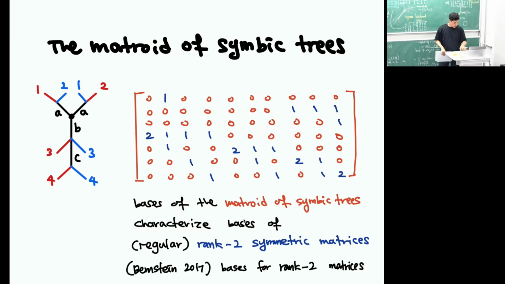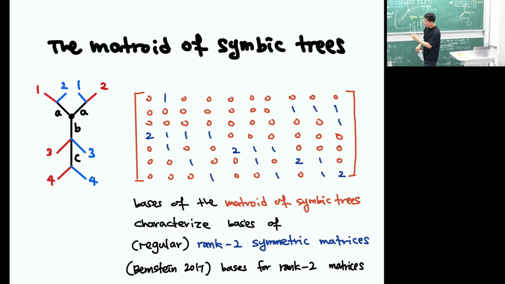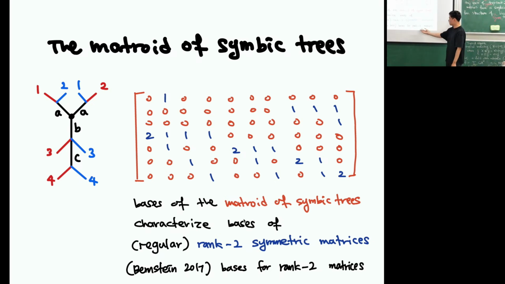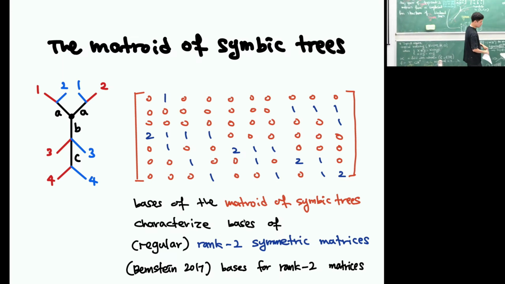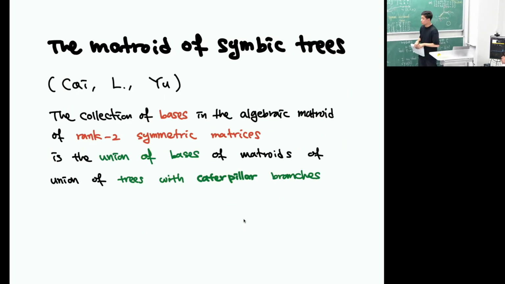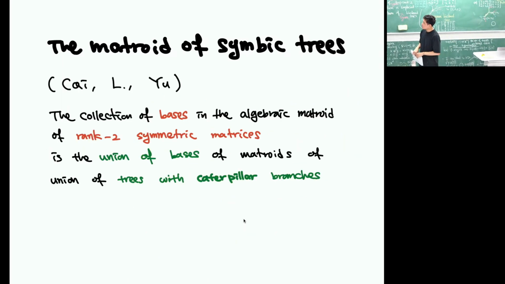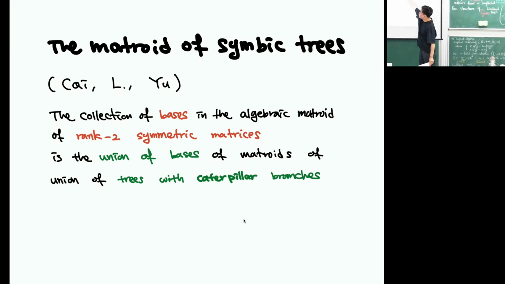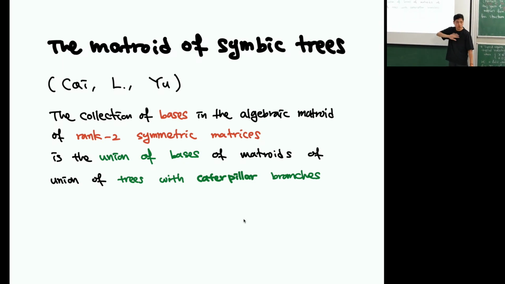And this is also a known result by Daniel Bernstein in 2017. He studied this technique for regular rank 2 matrices. I'm sorry that I cannot introduce the algebraic matroid, but here are the results. If you have a collection of the bases of the algebraic matroid of rank 2 symmetric matrices, this is the regular rank 2 symmetric matrix in the usual setting. How can we understand the bases of the algebraic matroid?